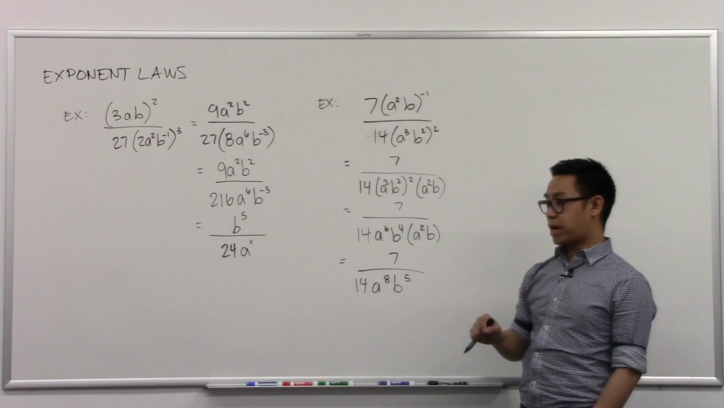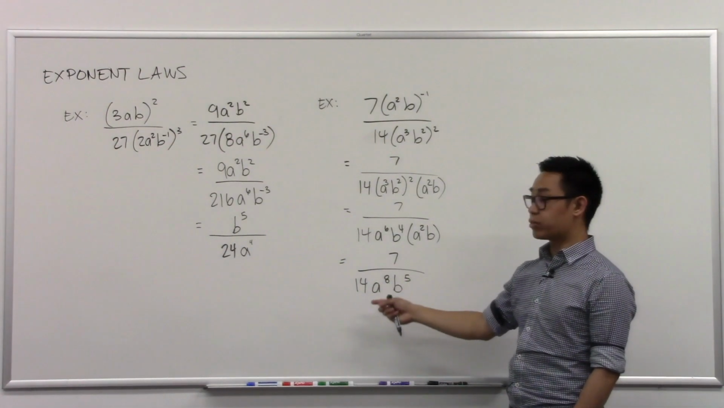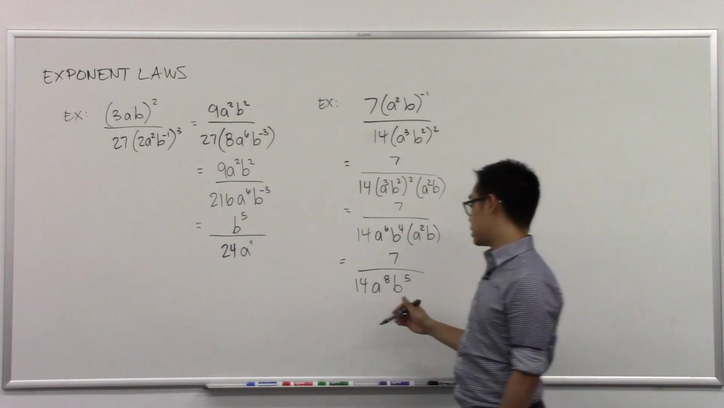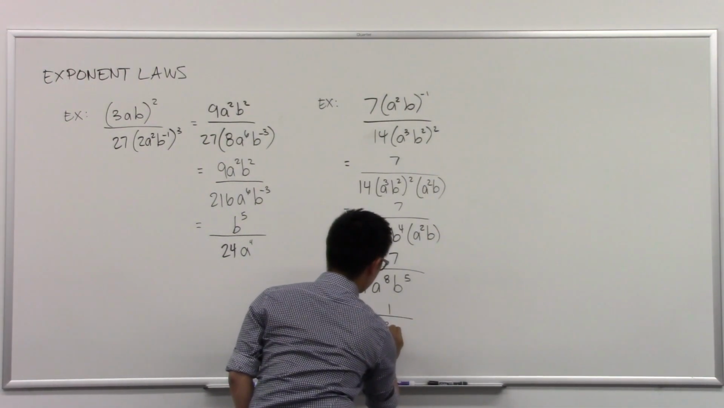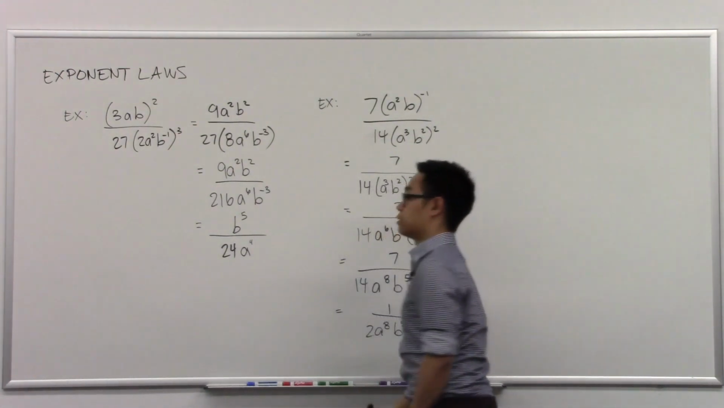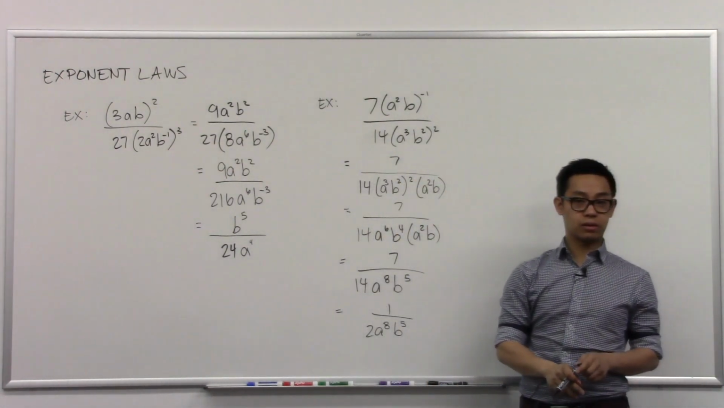I cannot leave my answer like this because now I can reduce between the 7 and 14. So I get 1 over 2a^8 b^5. Okay.